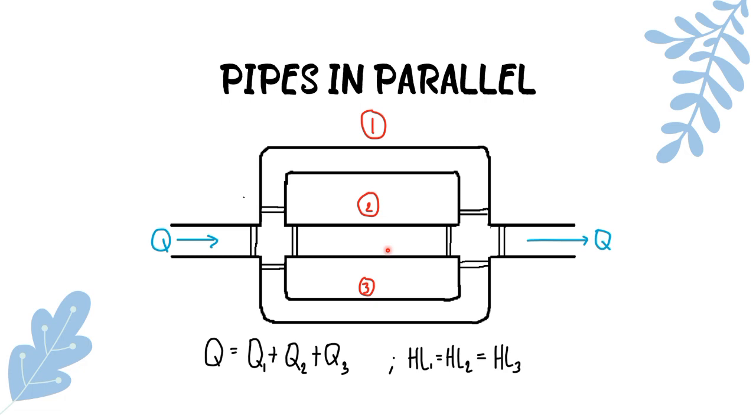So, in summary, a parallel pipe system is a configuration where multiple pipes are connected in parallel to each other, meaning they share the same inlet and outlet points. And this setup allows fluid to be divided among the pipes, distributing the flow rate and pressure evenly across the system.